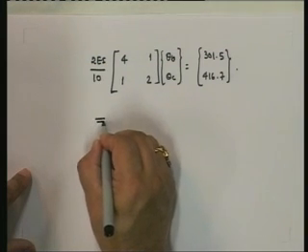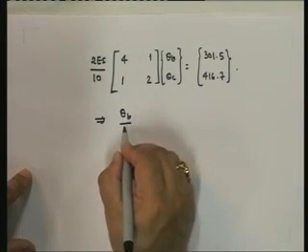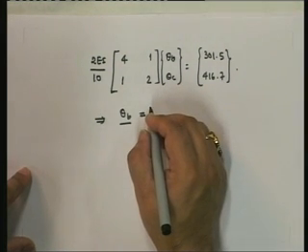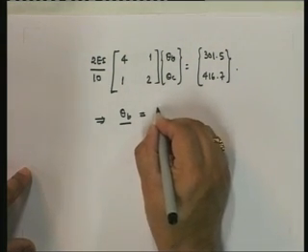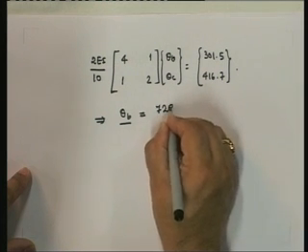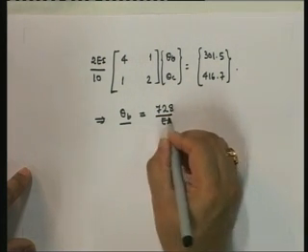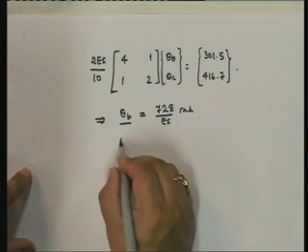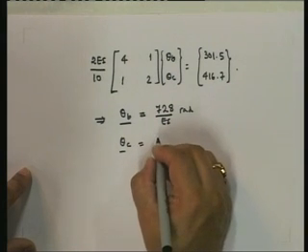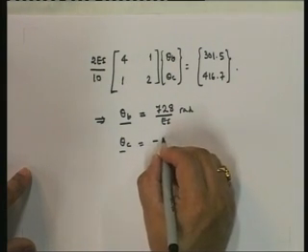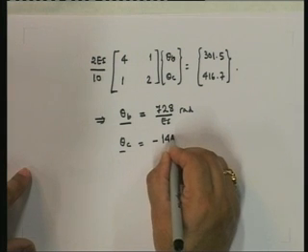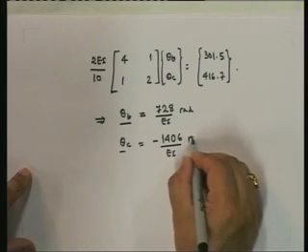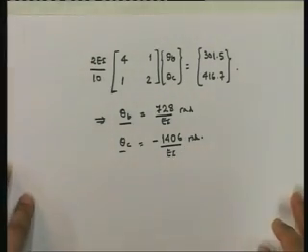If I solve for this, I get θB is equal to 728 upon EI radians. θC is equal to minus 1406 upon EI radians. Okay?